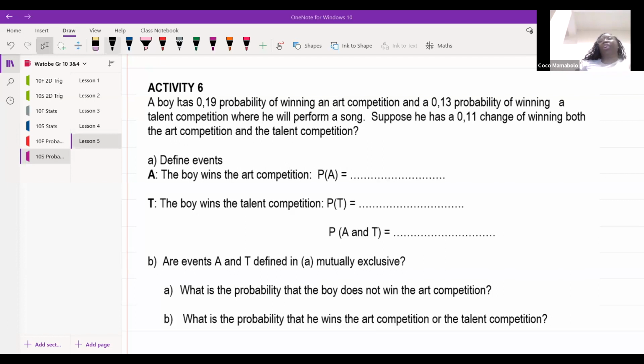Sorry, this should read chance. I don't know why it says 0,11 change. It should say 0,11 chance of winning both the art and the talent competition. Yes, tell her, Samuel, tell her.